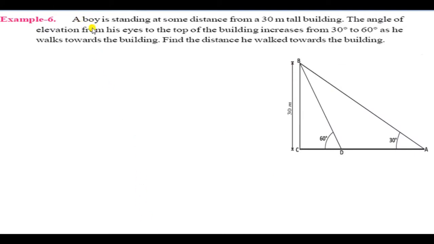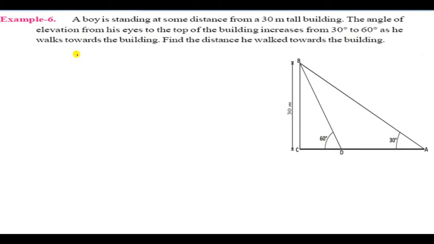The next question. A boy is standing at some distance from a 30-meter tall building. It is your 30-meter tall building, the building is BC. The angle of elevation from his eyes to the top of the building increases from 30 degree to 60 degree. It is 30 degree to 60 degree.